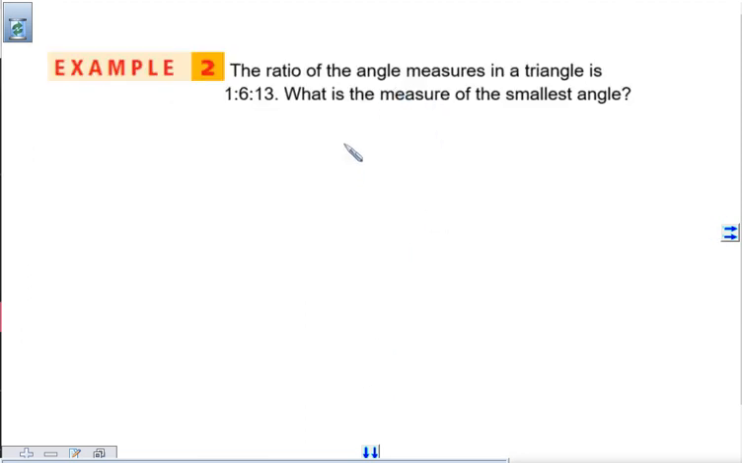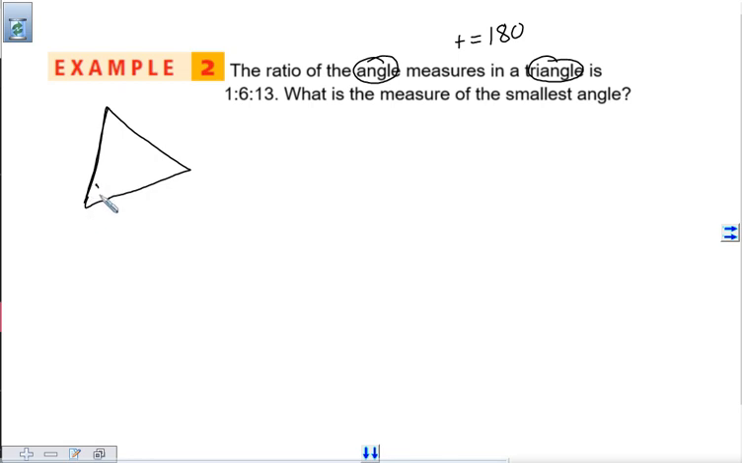Next up, the ratio of the angle measures in a triangle is 1 to 6 to 13. What is the measure of the smallest angle? So remember that we are dealing with a triangle, and that we're dealing with the angle measures in a triangle. And all of the angles in a triangle added together always equal 180 degrees. So this would be like if we had a triangle, we had 1x, 6x, and 13x relating the different angle measures. So that's what we would add.